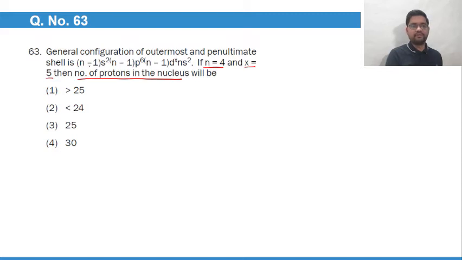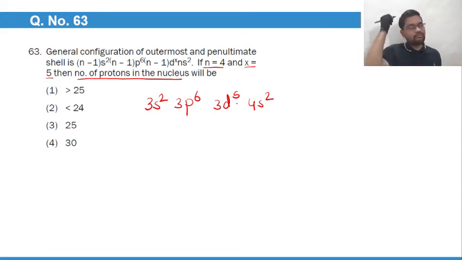So if I take n equal to 4, it is 3s2, then 3p6, then 3dx, where x is equal to 5, and ns2, that is 4s2. Okay, so 4s2. The actual electronic configuration will be 3s2 3p6 4s2 3d5, and that belongs to manganese, and manganese atomic number is 25. That means the number of protons in the nucleus will be 25. So 63, option number 3 is the best answer.